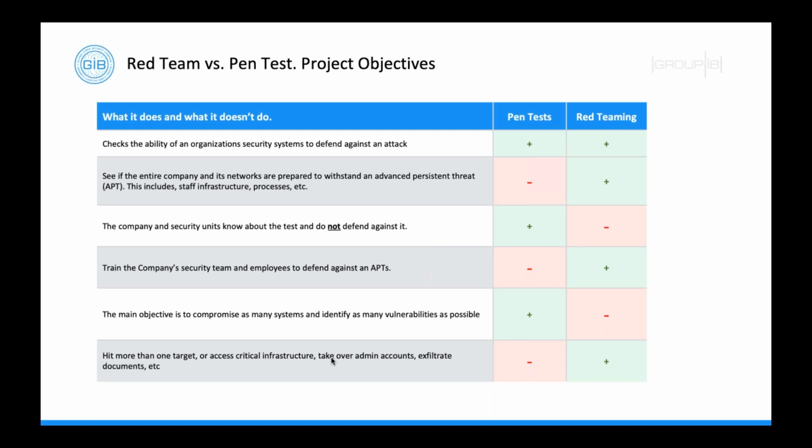The third point here about what it does and what it doesn't do is that, basically, in pen tests the company and the security units know about the test and they do not defend against it. For red teaming, their objective is to defend against it as if they were going through day-to-day operations and experiencing a real incident. In terms of training the company's security team and employees to defend against APTs, the goal is not true for pen tests. However, it is true for red teaming.